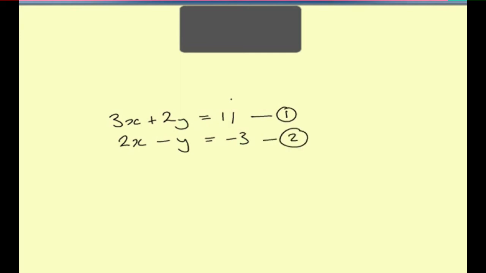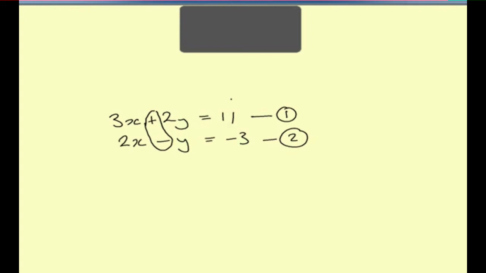Okay, so we're going to look at another example of a simultaneous equation. So let's consider 3x plus 2y equals 11 and 2x minus y equals minus 3. So the first thing we need to do is label the equations 1 and 2. We're going to look at the operators. Now they're both different, so we have to add the two equations together.